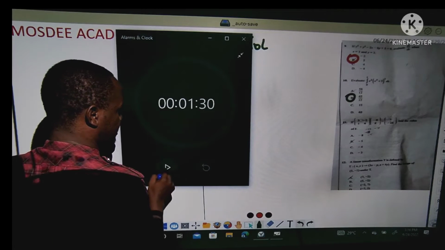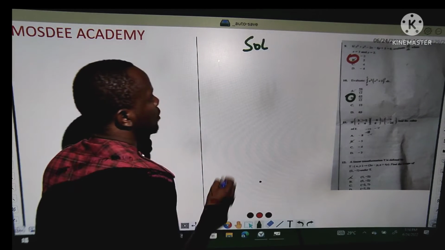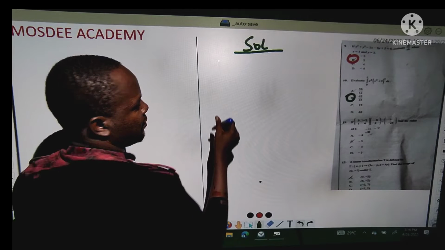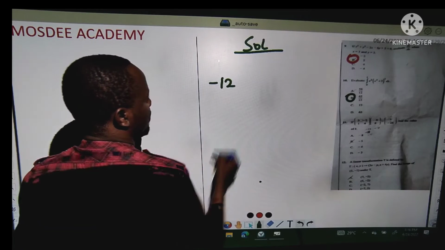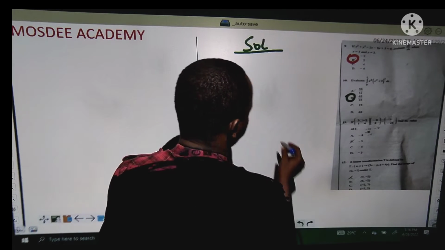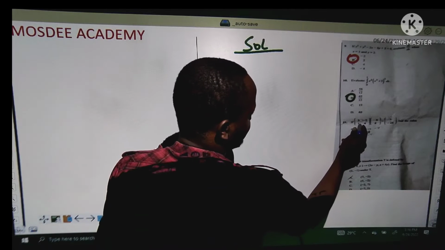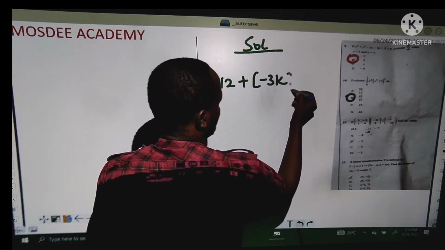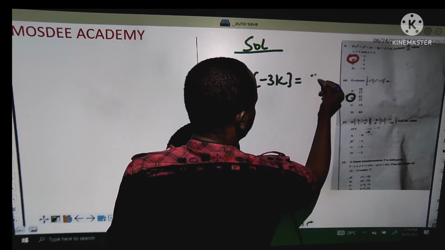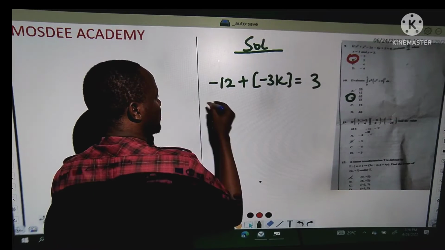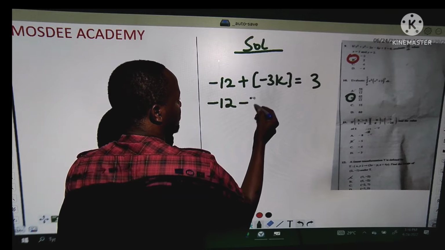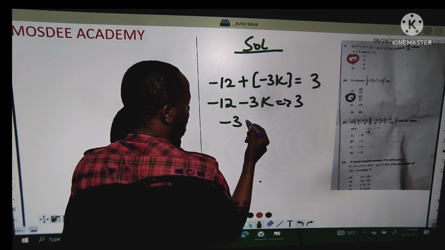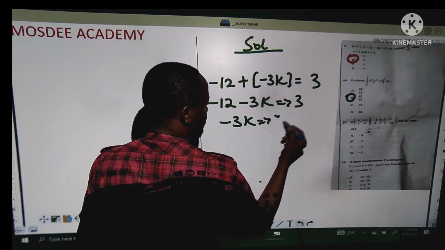Why I love using this timer is just because it will help me to know if I'm still working within time. 2 times minus 6 is minus 12. Then plus minus 3 times K, that's minus 3K. It must give you what is up there, which is 3. Solve this one and you have the answer for K. Minus 12 minus 3K is equal to 3. Minus 3K is equal to 3 plus 12.